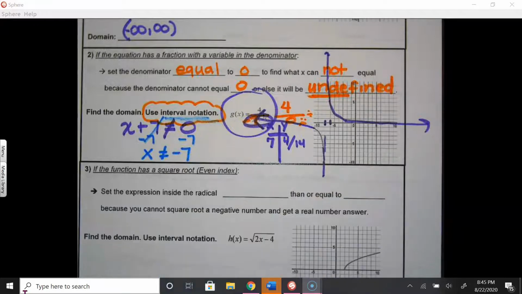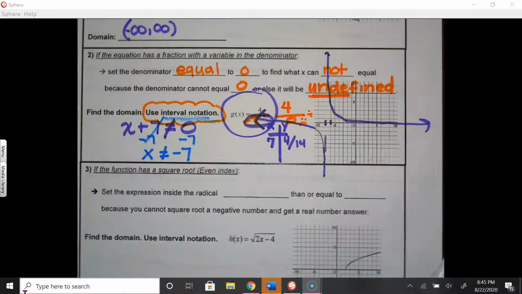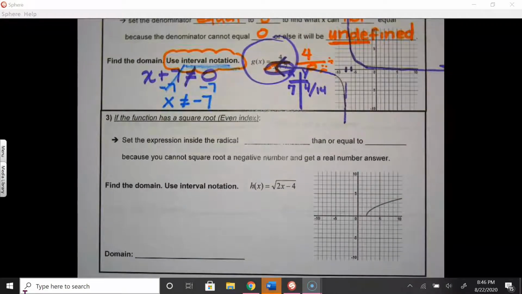So that's what you're going to do with these ones that are equations. Just think about what you know about your math and what's allowed.